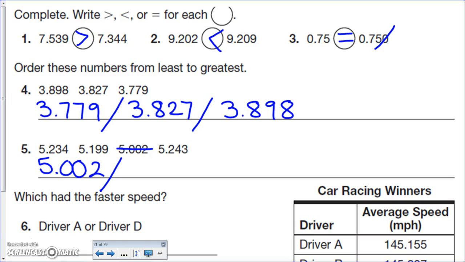As you get into longer lists of numbers, it's a good idea to cross the number off as you get it in the list so you know you've used it. So we know our next number is going to be 5 and 199 thousandths because it's the only one with a 1 in the tens place, and that's lower than the 2's.